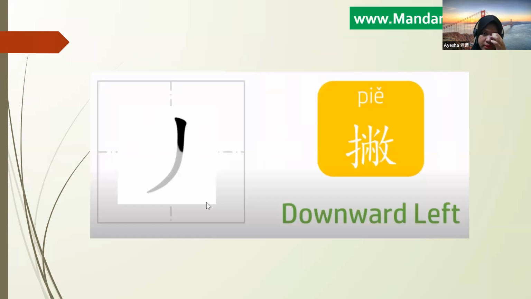All right. Let's look at another stroke. How do you write it? This one is downward left. It's called a pie. How do you write it? Like it's written here, downward left. You start from the top, then you pull down towards your left. Top, pull down towards your left. Okay. One example of this stroke is here.